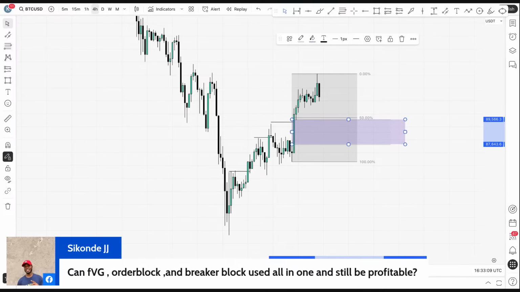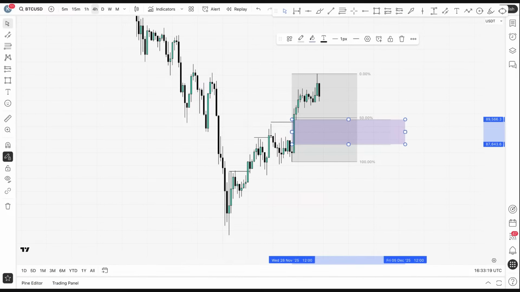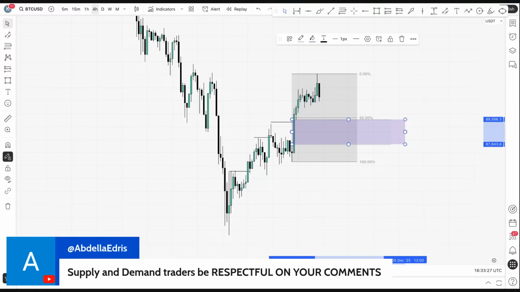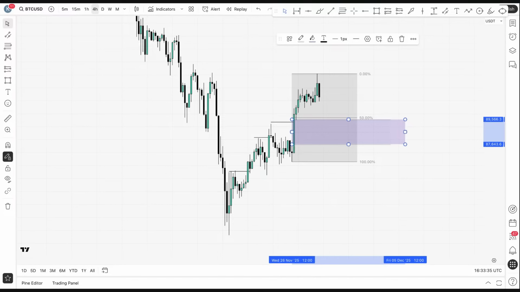Thank you, Elisha. Thank you. Said order block, breaker block, all in one still. Can fair value gap order block be used all in one? Yes, you can use them. You can use them. Just find an edge. Supply and demand traders, respect on your comment. Thank you. Everybody, anything that works for you, use it. I see a lot of people castigate other people for reasons I don't know. But then, trust me, don't allow anybody to bully you. If your strategy is working for you, that is a strategy for you. All right. But then you must have an understanding of some basic things that must not be ignored.